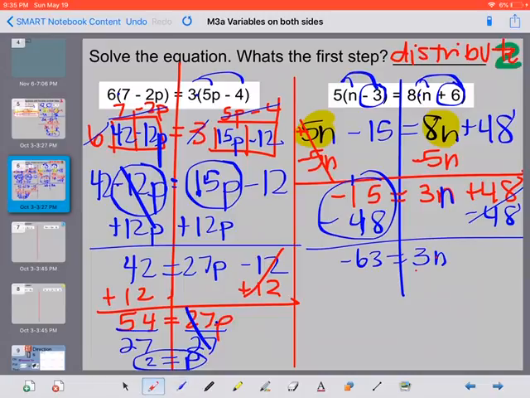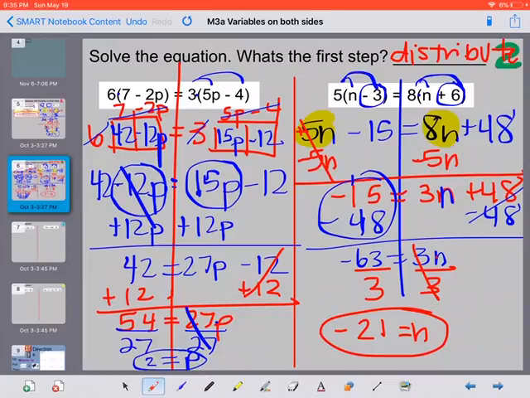And then the opposite of multiply is divide. So I know this answer is going to be negative. If you don't know what 63 divided by 3 is, you can use a calculator. I know 3 goes into 3 one time, and 3 goes into 6 2 times. Our answer is really going to be 21.